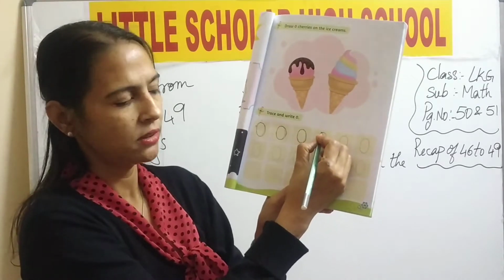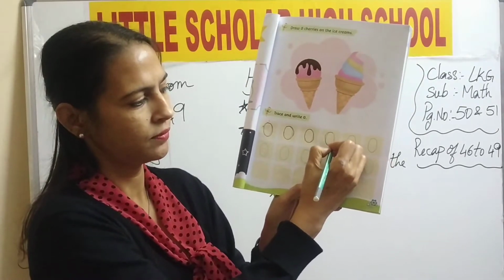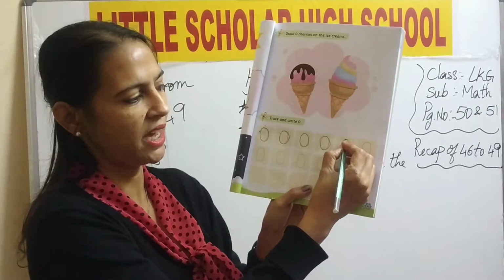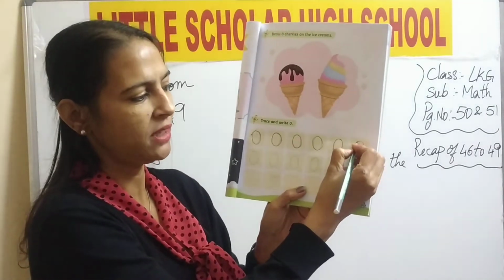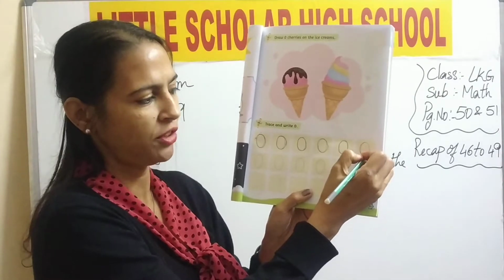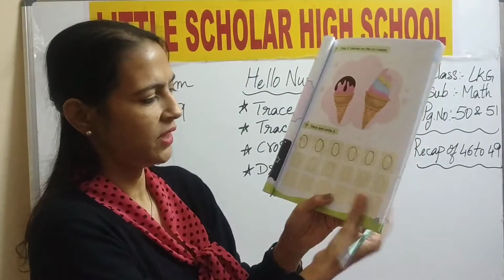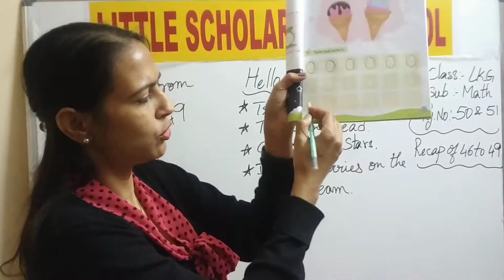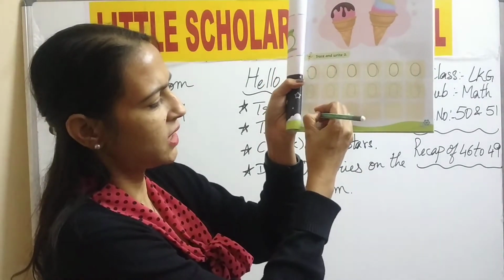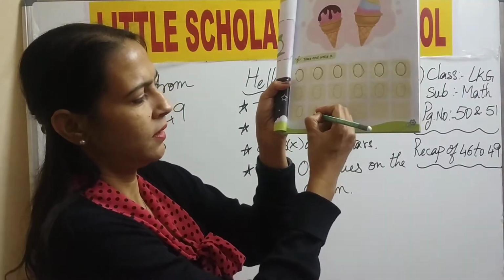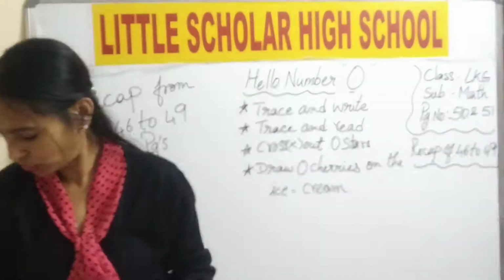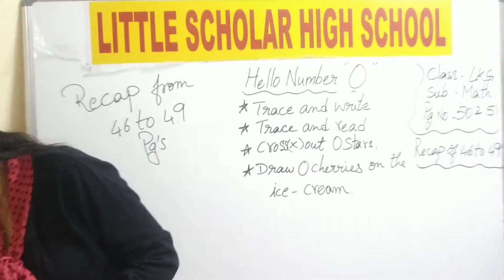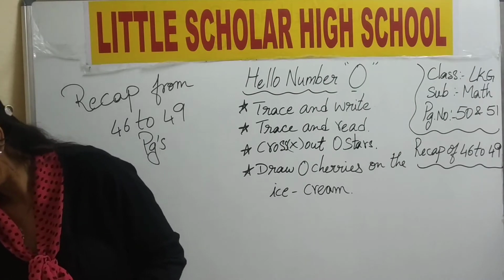0 is a circle. Again, 0. 0 means nothing, empty. Okay, 0 means empty. So, I'll show you here just a circle, 0. This is how you need to write 0. Now, I'll show you the flashcard of 0.